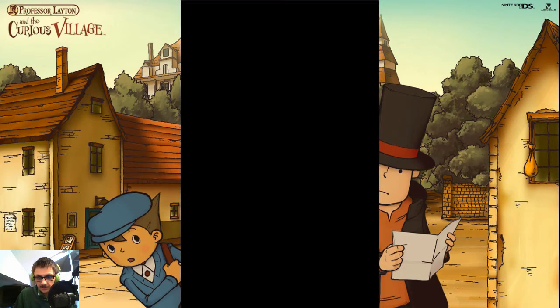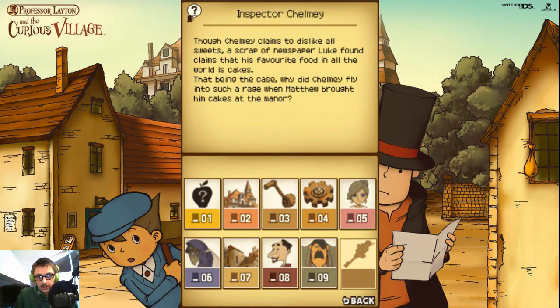Inspector Chelmy is now in our mysteries. We'll have a look at that. Though Chelmy claims to dislike all sweets, a scrap of newspaper Luke found claims that his favourite food in all the world is cakes. That being the case, why did Chelmy fly into such a rage when Matthew brought him cakes at the manor? Because there's a very peculiar thing going on.